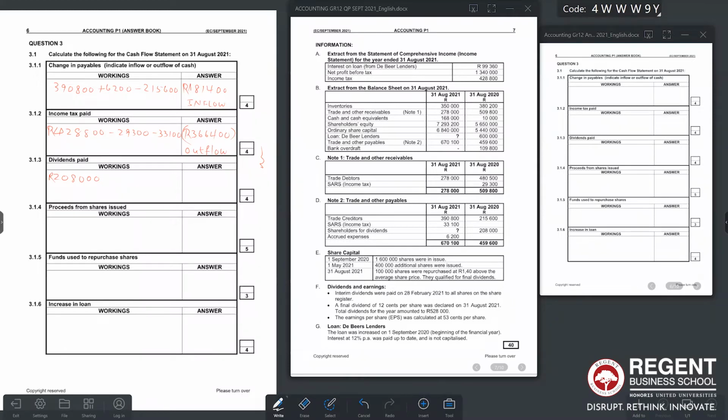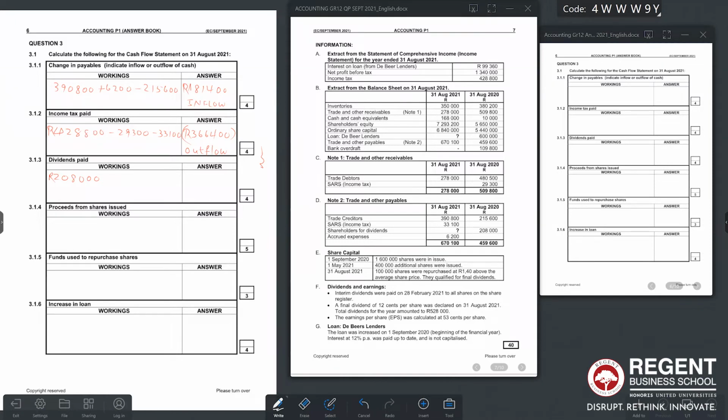Now, what did they tell us? Let's see dividends and earnings under information F. Interim dividends were paid on the 28th of February to all shares on the share register. Okay, so they didn't give me the amount. Number two, a final dividend of 12 cents per share was declared on the 31st of August. Total dividends for the year amounted to 528,000.